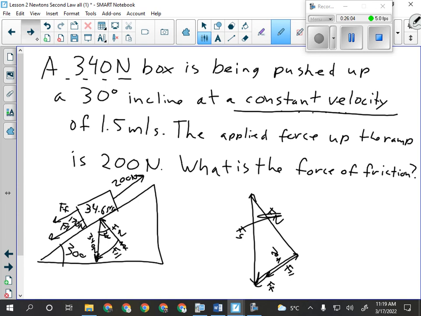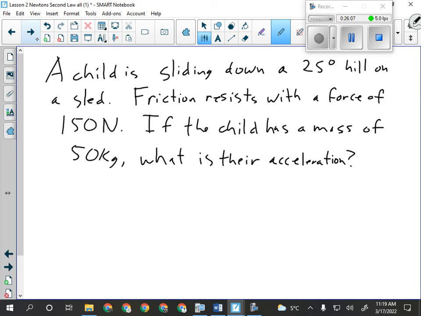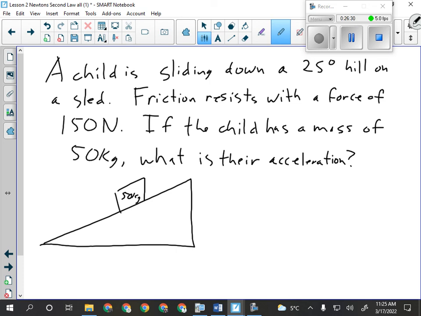All right. Okay, try this one. Now we're sliding down the ramp. Okay, so still ramp, still inclined plane, still gonna get F parallel. Okay, give it a try. So if we're drawing the diagram of this, okay, so we have the 50 kilogram child. Okay. And she's on this 25-degree hill. Friction is resisting the sled she is on with a force of 150 newtons. Okay. We want to find her acceleration.